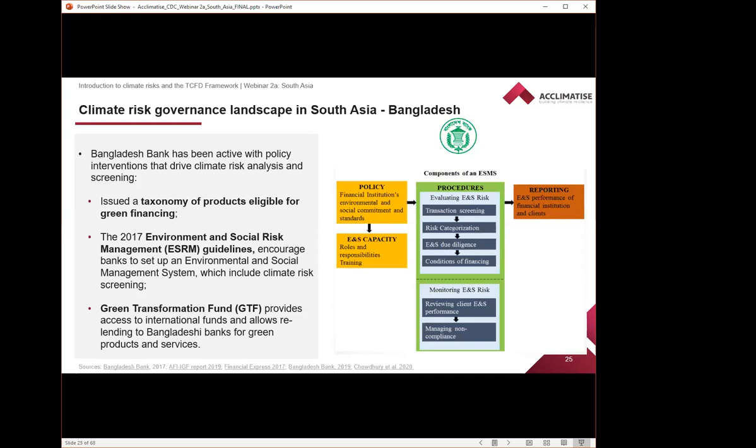And there's also the Green Transformation Fund providing access to international funds that allows re-lending to Bangladeshi banks for green products and services. So there's clearly some mechanisms in place. There are similar examples in India and Nepal as well. So there is a framework that's already in place that is thinking about sustainability, thinking about green, and certainly thinking about investing in mitigating climate impacts.